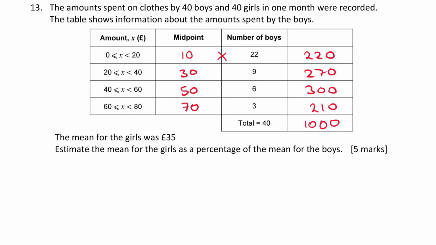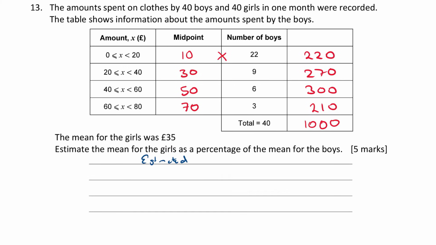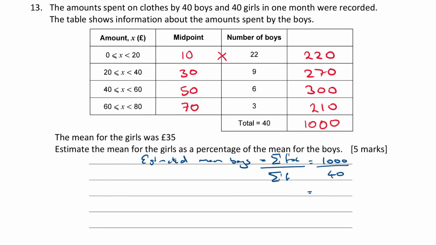So the estimated mean for the boys is going to be sigma fx, which is this amount here, the sum of the frequencies times their values, which is 1,000, divided by sigma f, the total sum of the frequencies. So 1,000 divided by 40. I think it's 25, but let me double check. 1,000 divided by 40, 25, yes. So the estimated mean for the boys is 25.